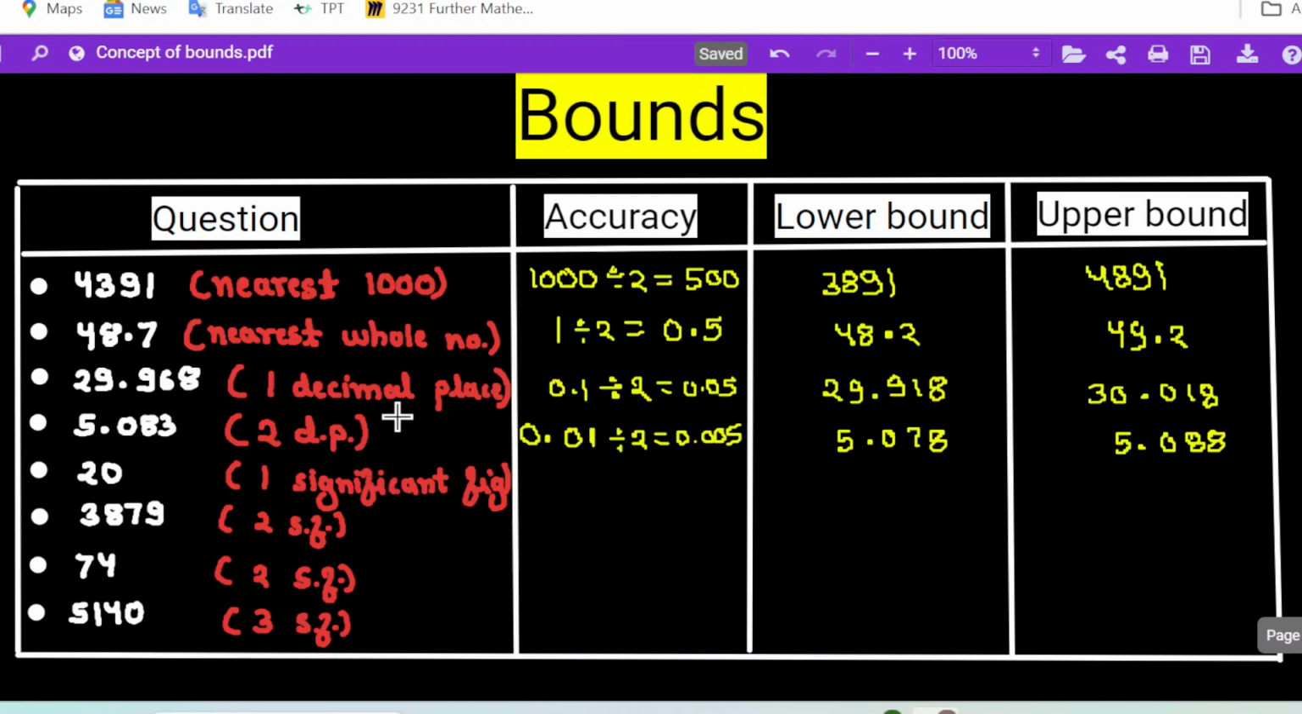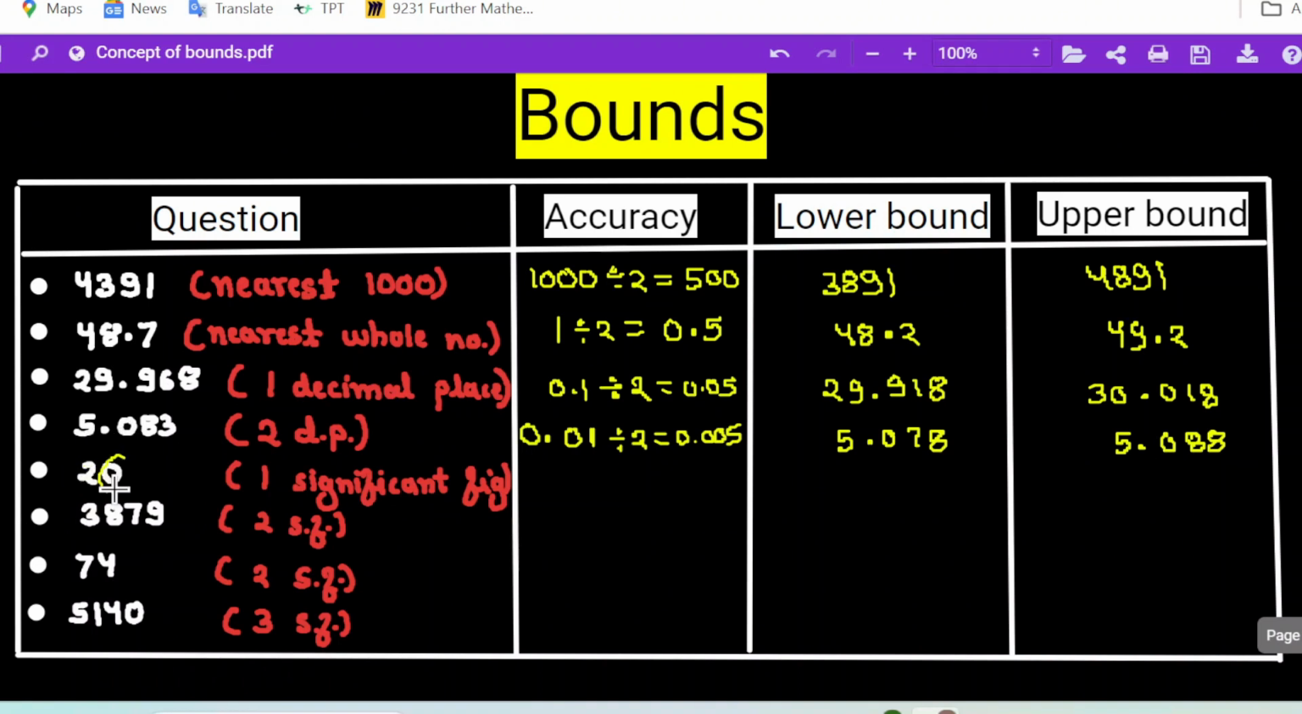Now, they don't mention decimal place. We are done with this keyword, the nearest. We are done with decimal places. But how about significant figures? Round this number to one significant figure. Now, one significant figure means the first position. So this is your first significant figure, and that is the 10th place.